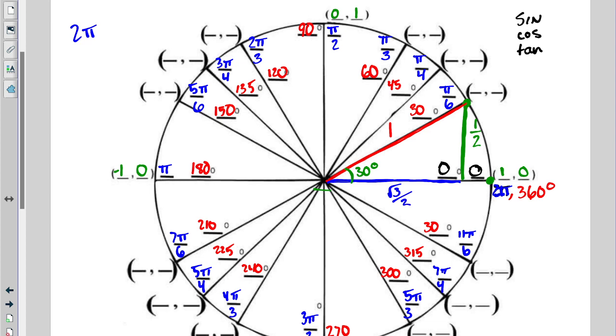And that comes from the special right triangle that looks like this. If your small side is x, then the hypotenuse is 2x, and your long side is the square root of 3 times x. It just happens that our x, which is really our y, is 1/2. And so that means that this point right here is at 1/2, comma, square root of 3 over 2. Okay? That's this coordinate point.